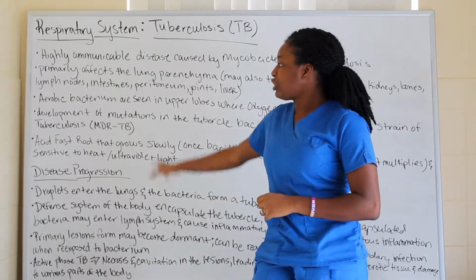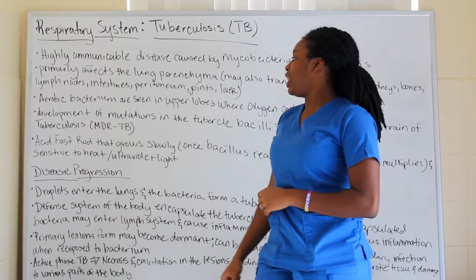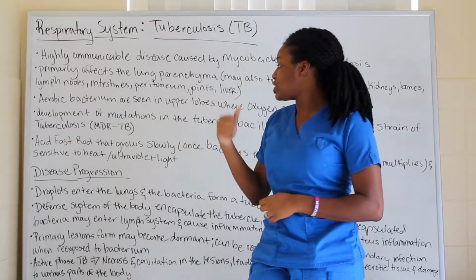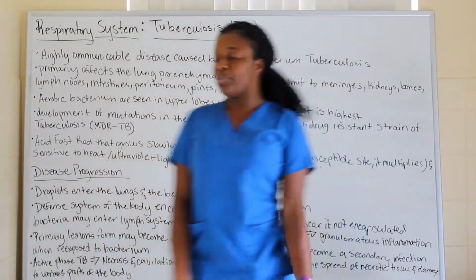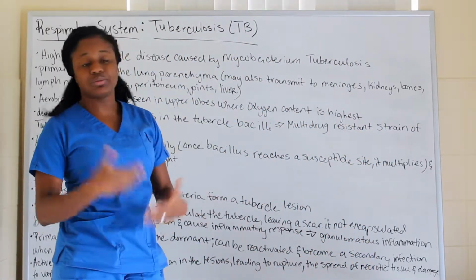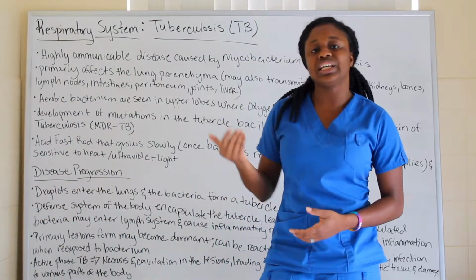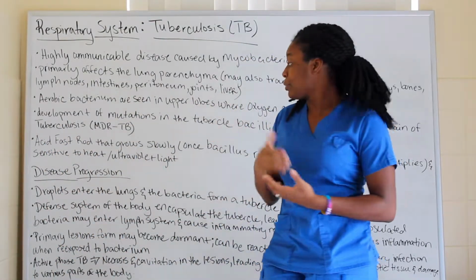So with that said, you also have your acid-fast rods. They grow very slowly, but once the bacilli reach a susceptible site, it then starts to multiply. It is sensitive to heat and ultraviolet light.